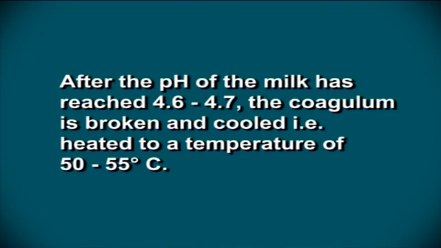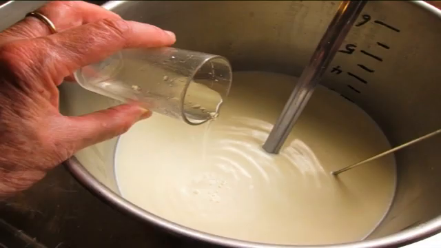During this period, some of the lactose in the milk is converted to lactic acid by the starter bacteria and the pH is reduced to about 4.6, causing coagulation of the casein in the milk. After the pH of the milk has reached 4.6 to 4.7, the coagulum is broken and heated to a temperature of 50 to 55 degrees Celsius. After a brief period of residence in the cooker under acidic conditions, the casein gets precipitated.